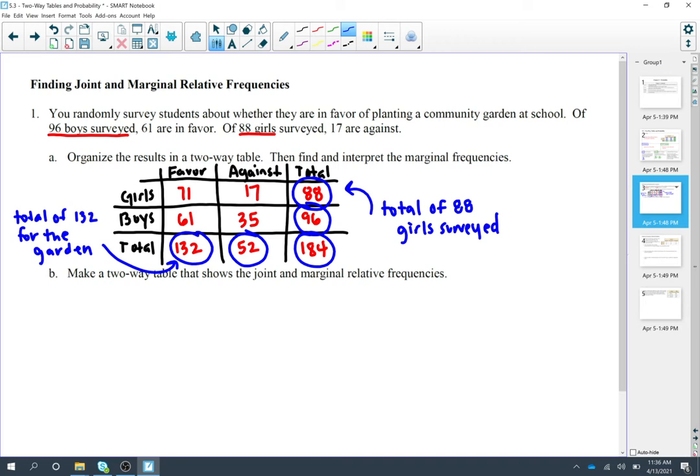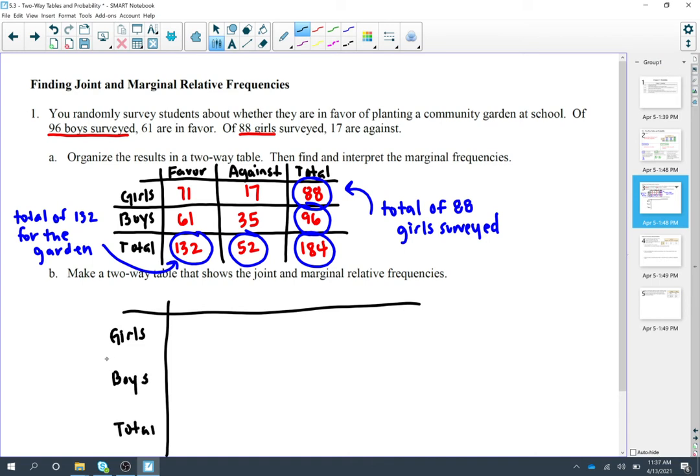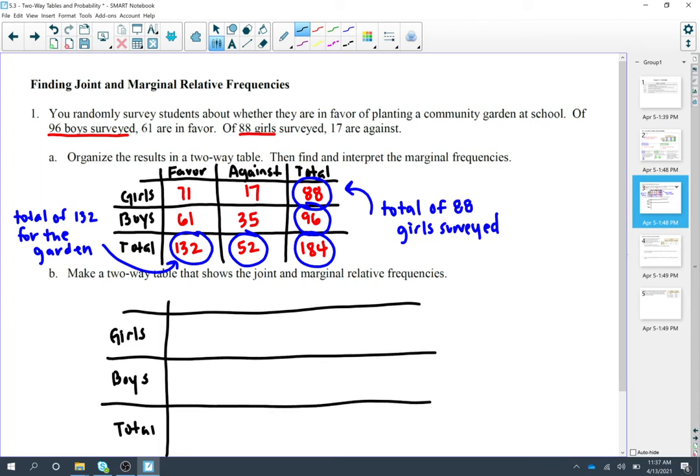Part B, make a two-way table that shows the joint and marginal relative frequencies. So we're going to make roughly the same table. I'm going to try to make it larger though, because we're going to have a lot to fit in here. So we're still going to have our girls, our boys, and our total. And then we're still going to have those in favor of the garden, those against the garden, and our total.